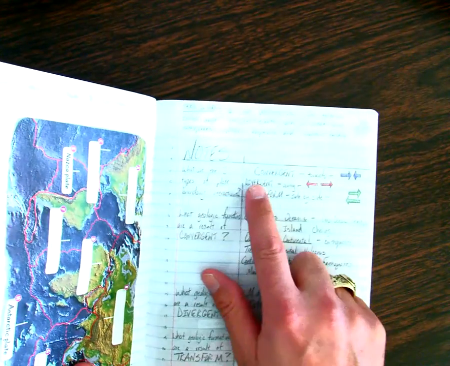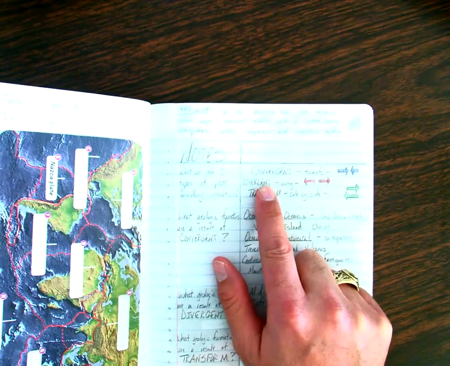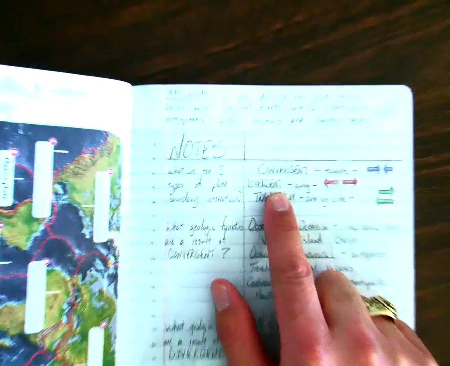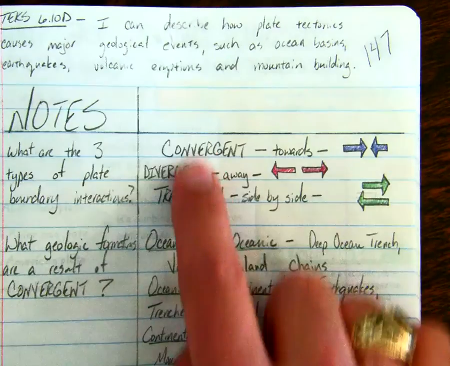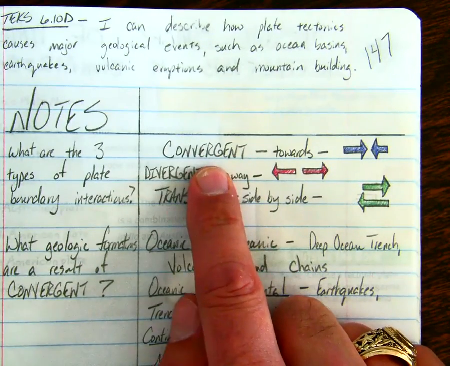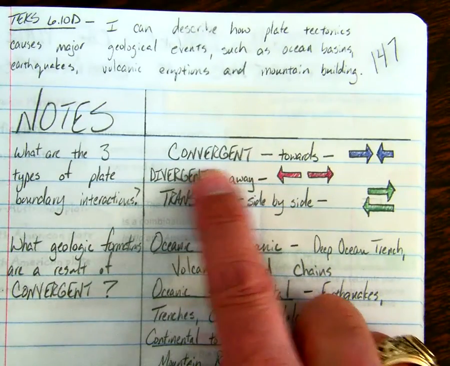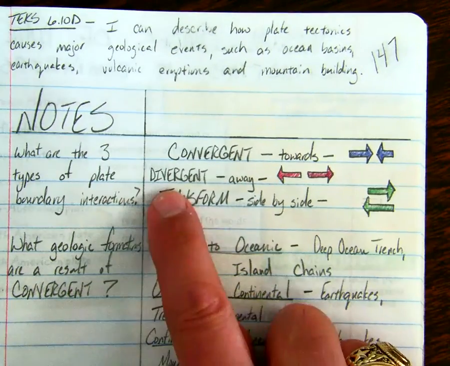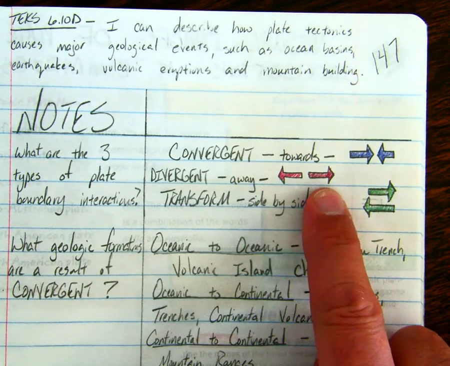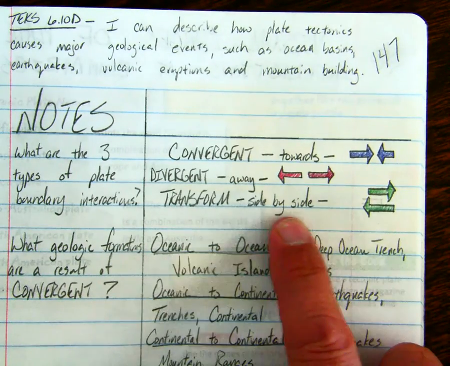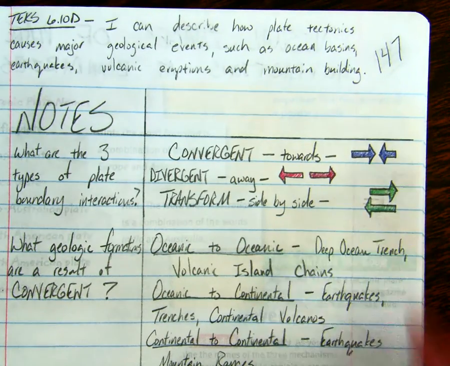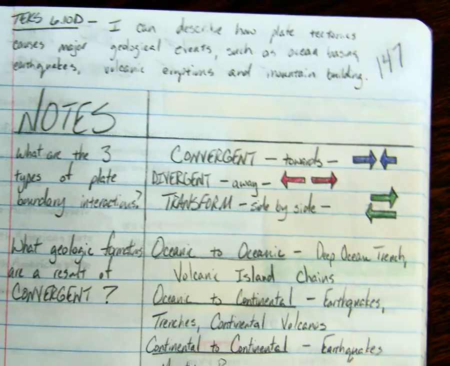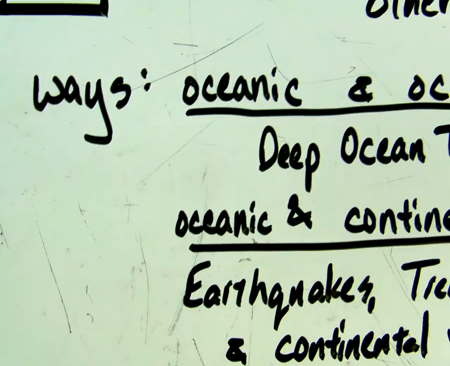And so the first thing that we're going to do is I just want to talk about the names of the plate boundaries. There's convergent, and then there's divergent, and then there's transform. Okay, you need to have that language in your vocabulary. You need to look at those plates and understand that convergent plate boundaries are when plates move towards each other, and divergent plate boundaries are when they move away from each other, and transform boundaries are when they move side by side.